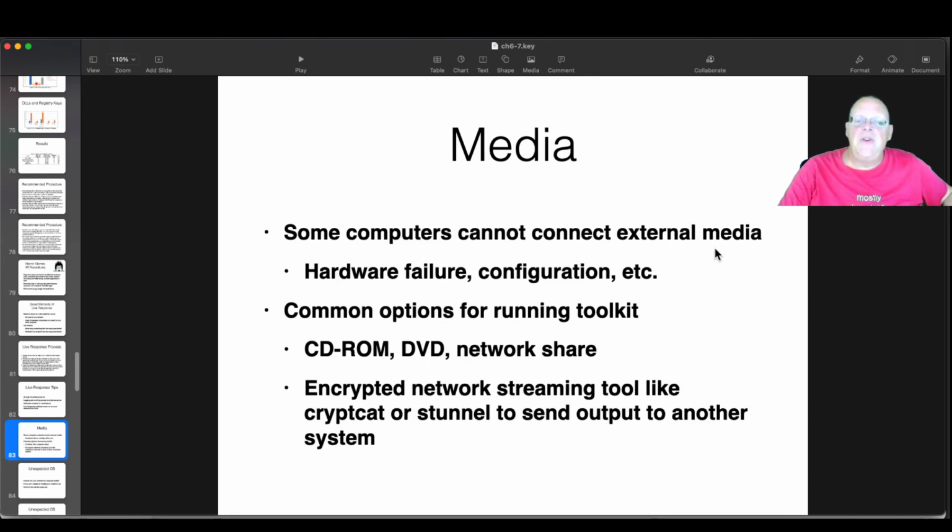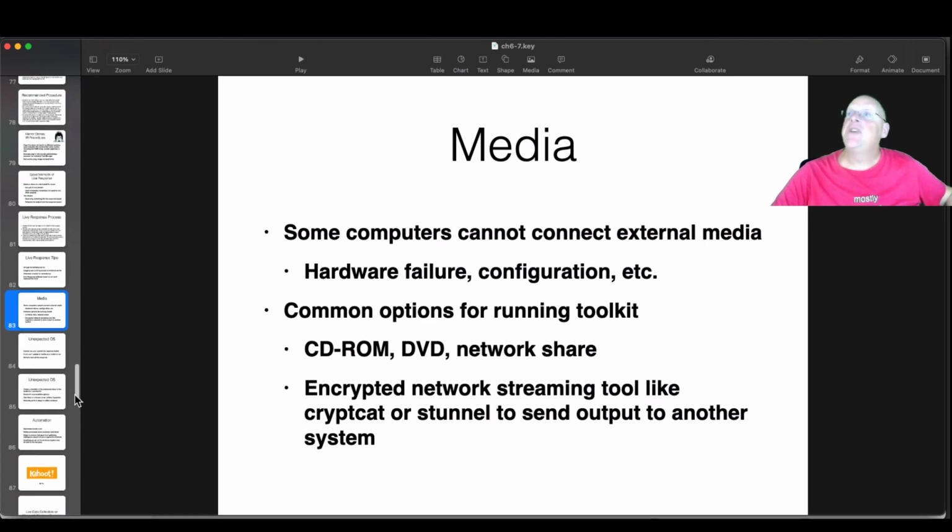So sometimes you can't connect USB drives and other things to the system, so you often use a network share or CD-ROM or DVD, depending on what system you're trying to do, or you can have an encrypted channel for communication, like Cryptcat or Stunnel. Make an encrypted network connection that you can use to send the output to another system. That's pretty common. You do a remote network capture, especially on systems like cell phones. To capture the data from a cell phone, you often can't really connect a USB drive or anything, so you just collect the data over the network to another machine.